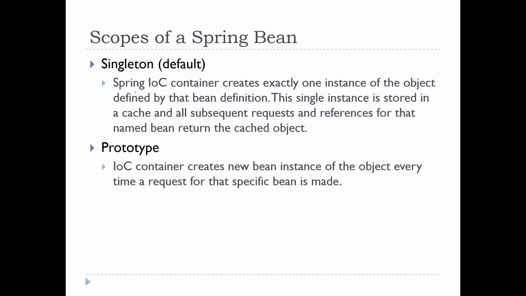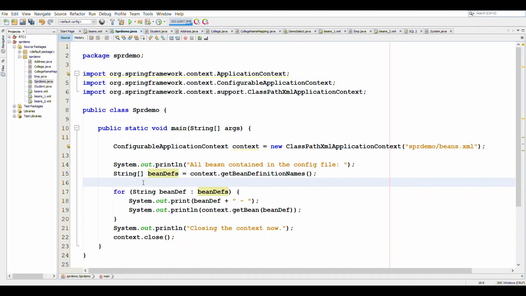But in case of prototype, the container is going to create a new instance every time we make a request. So every time we call the getBean method, it is going to create a new instance of that bean, and it is going to return the object ID of that new instance every time. So we'll see a demo for this. In our main code, we will only create a single bean, and we will try to request that bean multiple times from our main code.